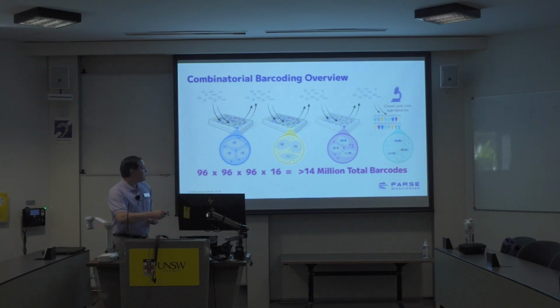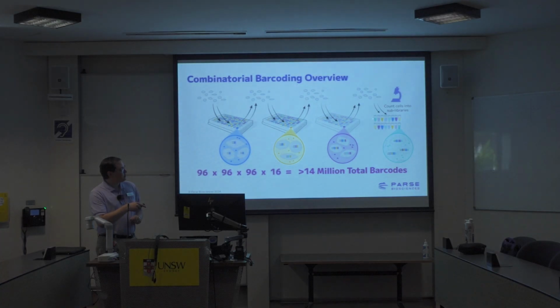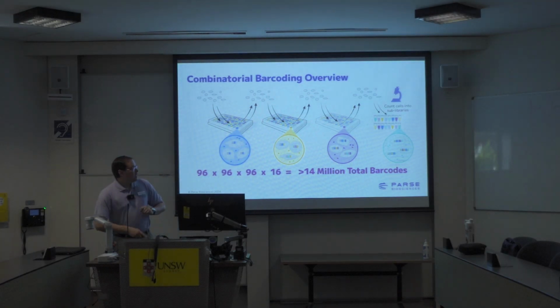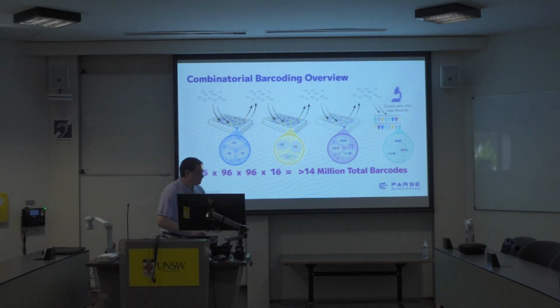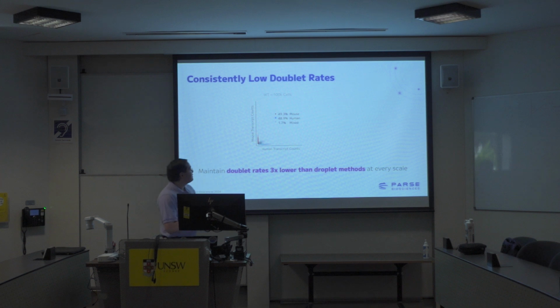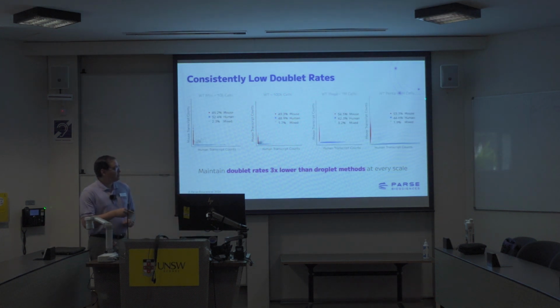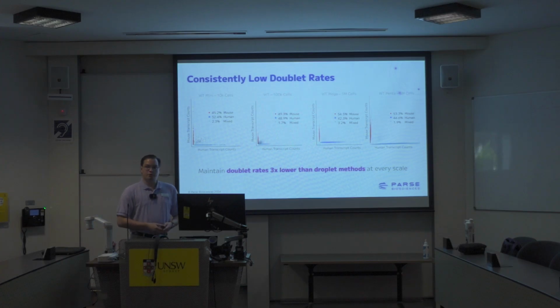And with this, the number of possible barcodes is 96 times 96 times 96 times 16. Gives us over 14 million possible barcodes, but we're just going to use 1 million. And that allows us to minimize the doublet rates. So what that means is even at the 5 million cell experiment size, our doublet rates are less than 2% because of the combinatorial barcoding.